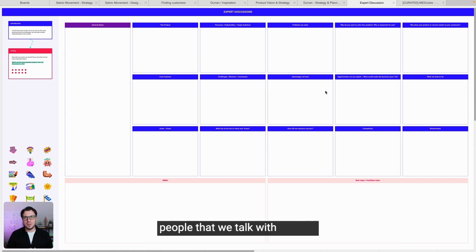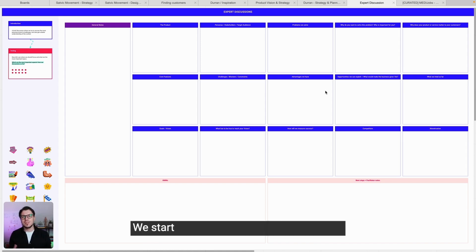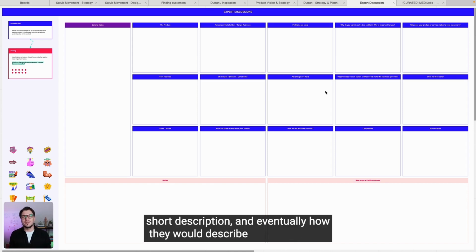the people that we talk with usually, we try to fill in all these boxes that you can see on the screen. We start our discussion about the product. So what is the product? If they have a unique value proposition, if they have a short description, and eventually how they would describe what they do or what the product does for somebody that doesn't have a clue about it.